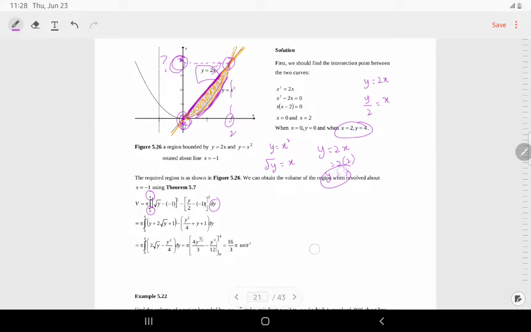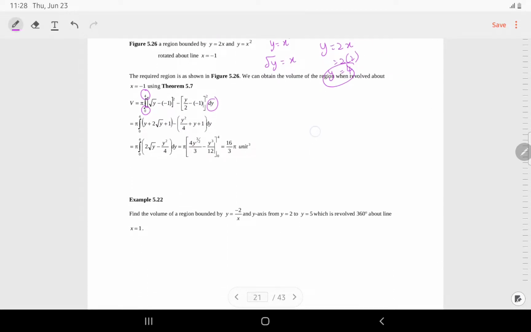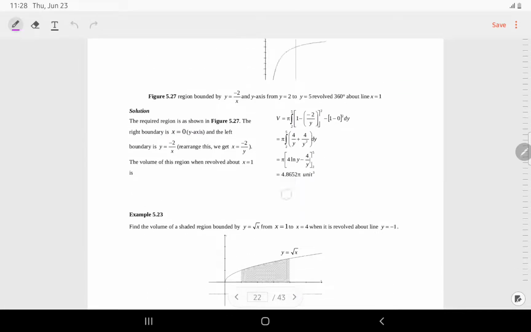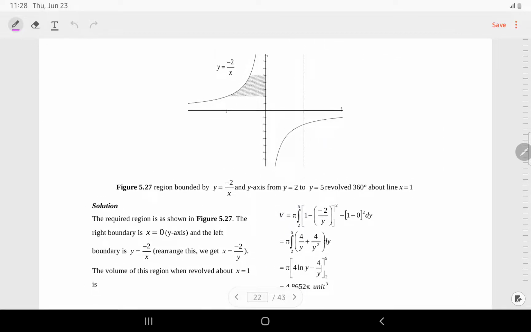So itu untuk solution example 5.21. And then 5.22. Okay, this time the region bounded by this curve y equals negative 2 over x. So this is the curve. Okay, yang ni pun adalah curve untuk equation y equal negative 2 over x. Okay, negative 2 over x bila kita lukis function graph dia ada keluar dua graph, sini dengan sini.